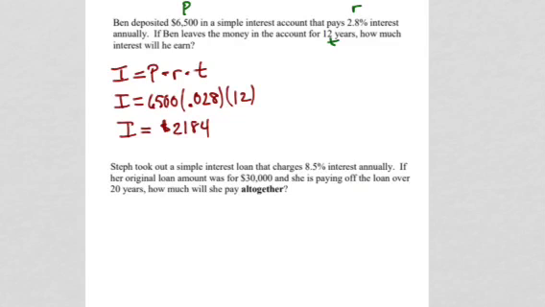All right, now what about the other direction? What about borrowing money from the bank? So the second one says, Steph took out a simple interest loan that charges 8.5% interest annually. Notice the difference. When you're borrowing money from the bank, the interest rates are always way higher than when you're leaving your money there. All right? If her original loan amount was for $30,000 and she's paying off her loan over 20 years, how much will she pay altogether?